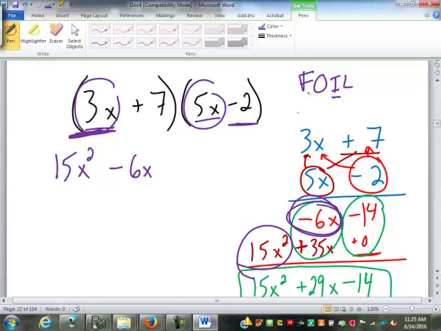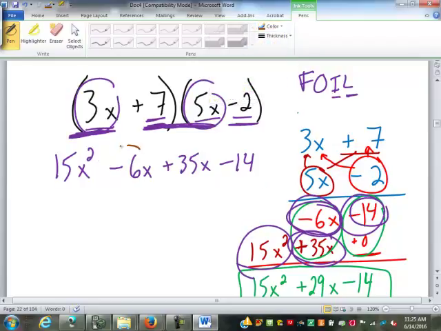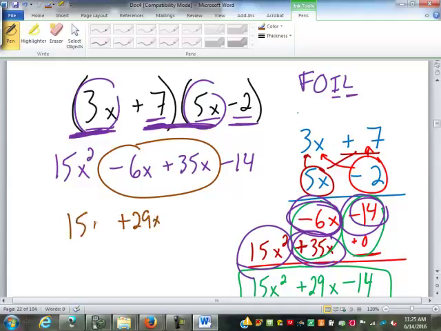I stands for inside. You're going to multiply the inside 2 digits. That's the 7 and the 5x. 7 times 5x is a positive 35x. Again, we had that down there. And L stands for multiplying the last 2 digits. So that's the 7 times the negative 2 is negative 14. Right there. And now to finish this, you have to combine what you can, which is the negative 6x and the 35x, which is a positive 29x. Notice we get the same answer.